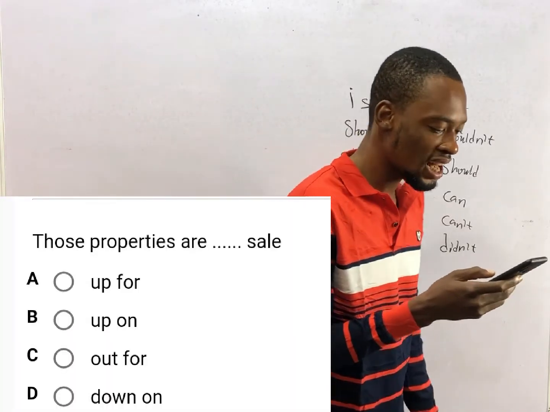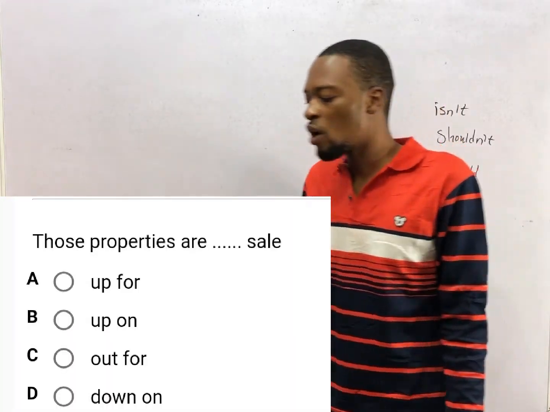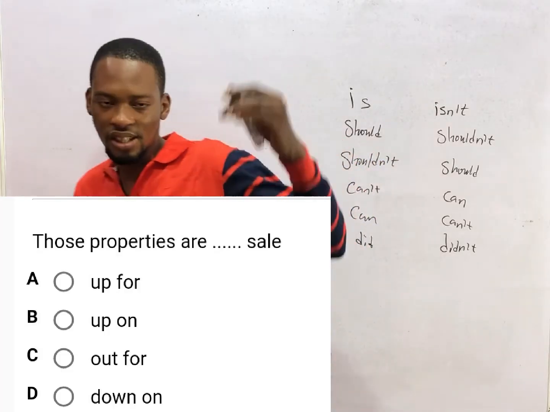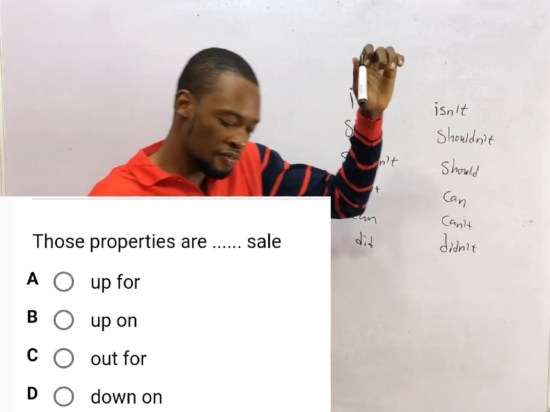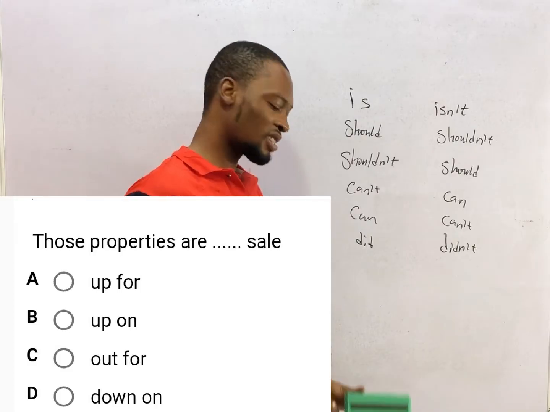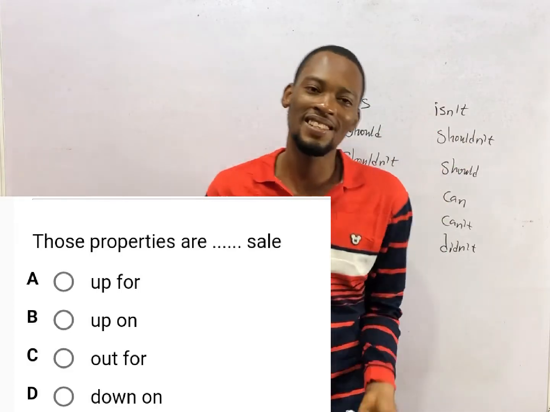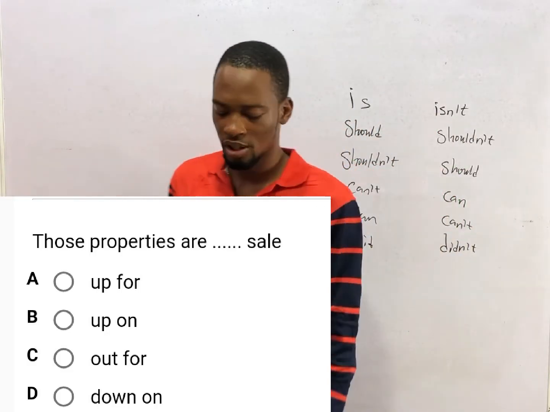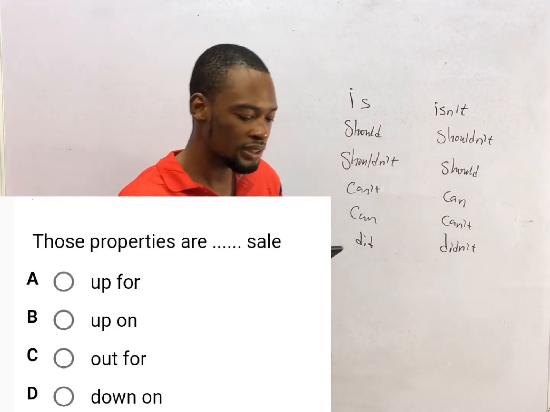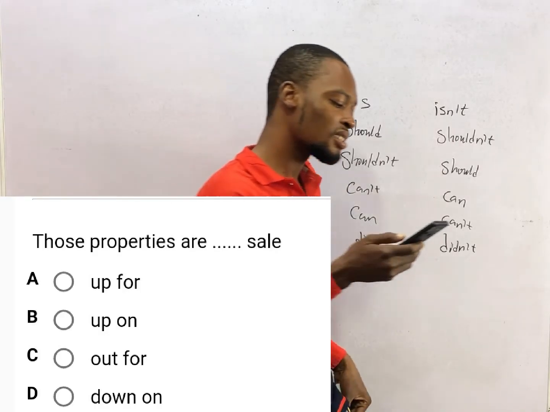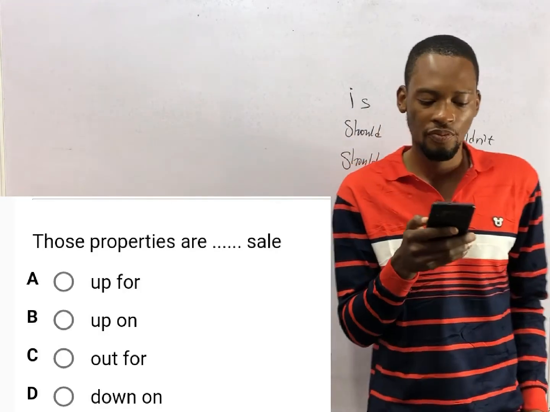These properties are dash. They are up for sale. If you are selling this, you simply say they are up for sale. My phone is up for sale. This guy is up for sale. The bird is up for sale. Not up on sale or down on sale. The best is up for sale.